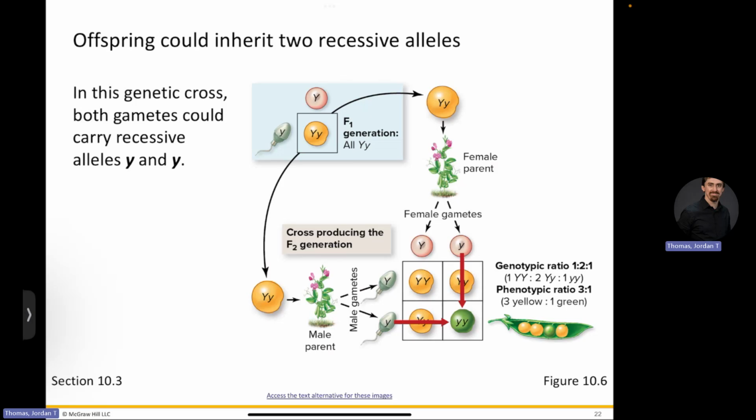Offspring could inherit two recessive alleles. In the genetic cross, both gametes could carry recessive alleles. So in this bottom one, the only green seed, you can get a green seed because the mom can give a recessive allele and the dad can give a recessive allele. For the recessive trait to actually show, there can be no dominant alleles. So in this case, it could happen. You can get the recessive trait, the little y from mom, and the recessive trait, the little y from dad, causing that seed to be green, causing it to have the recessive phenotype.